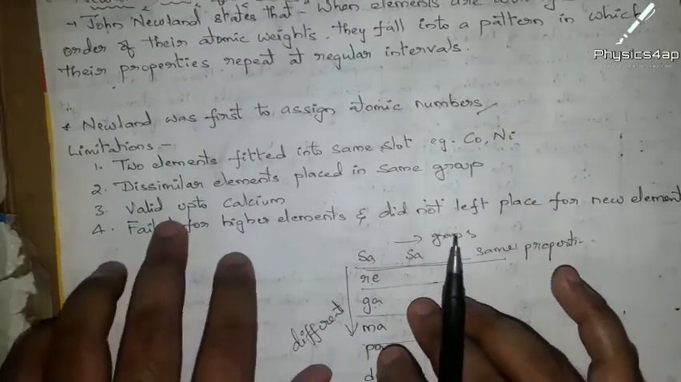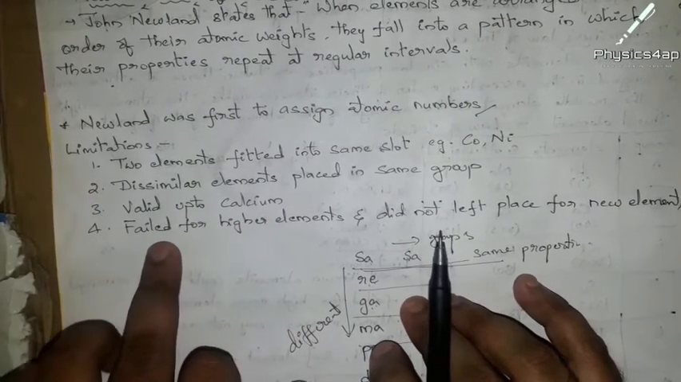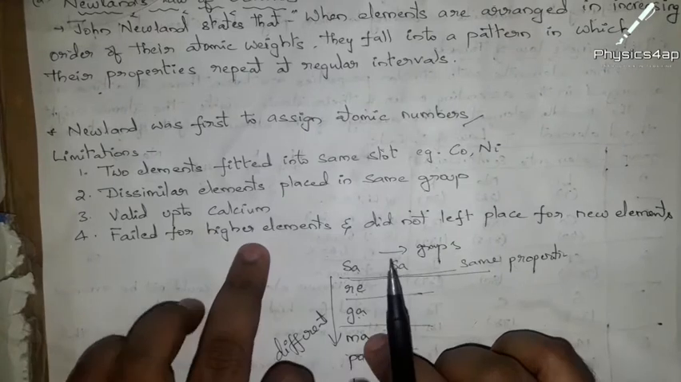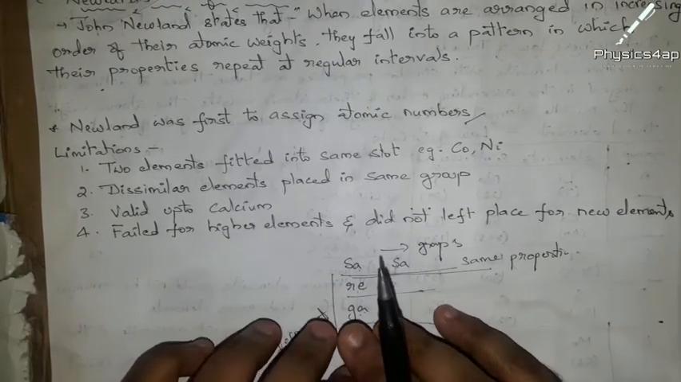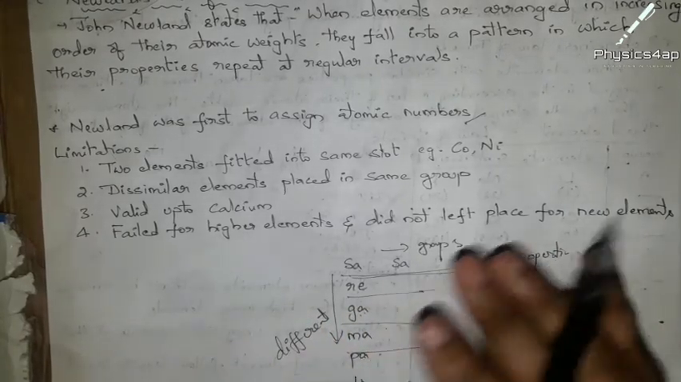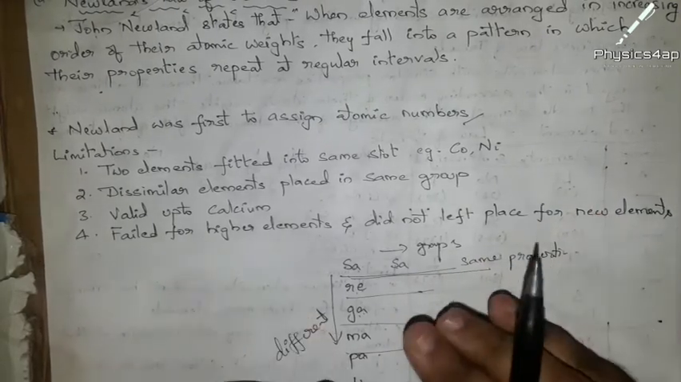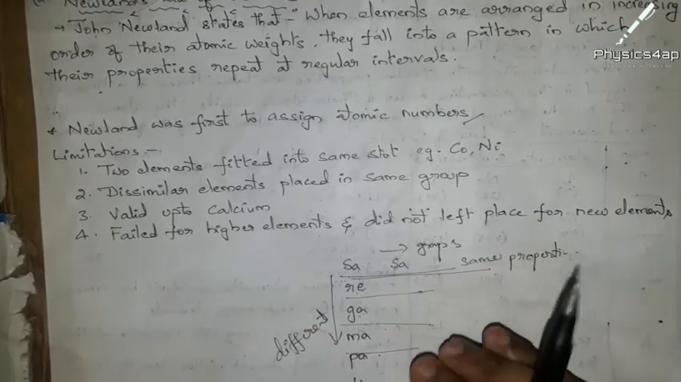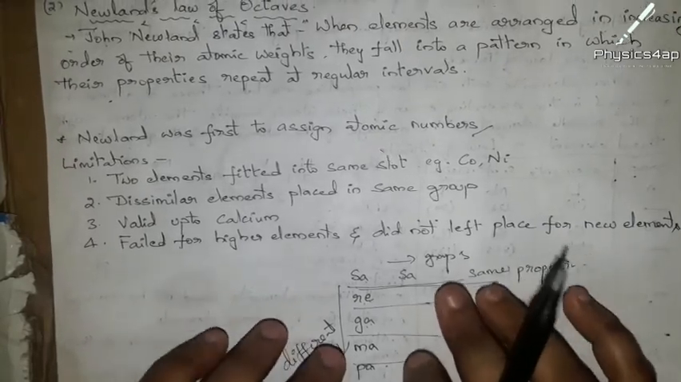And this periodic table is valid up to calcium only, and it failed for the higher elements, and he did not leave any place for new elements. The elements known at that time were something like 56 or above, but he didn't leave any place for the upcoming new elements.